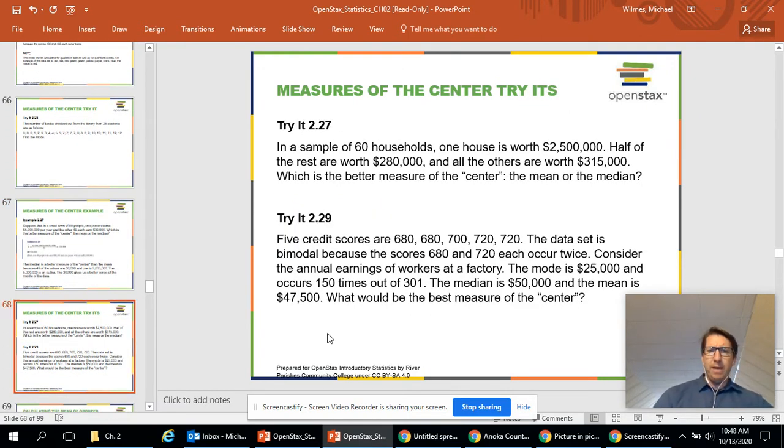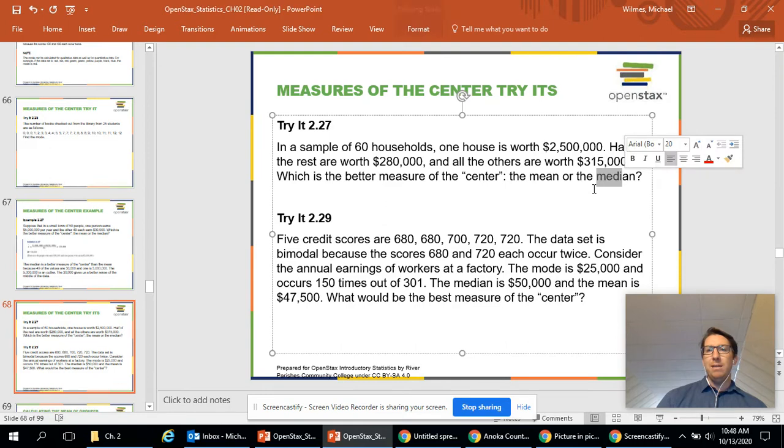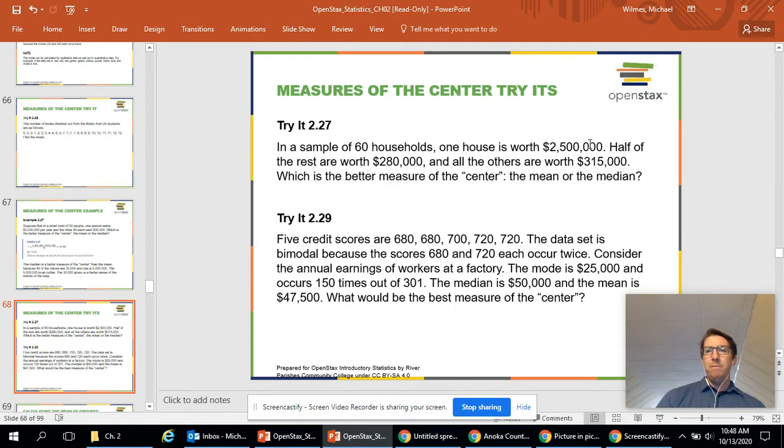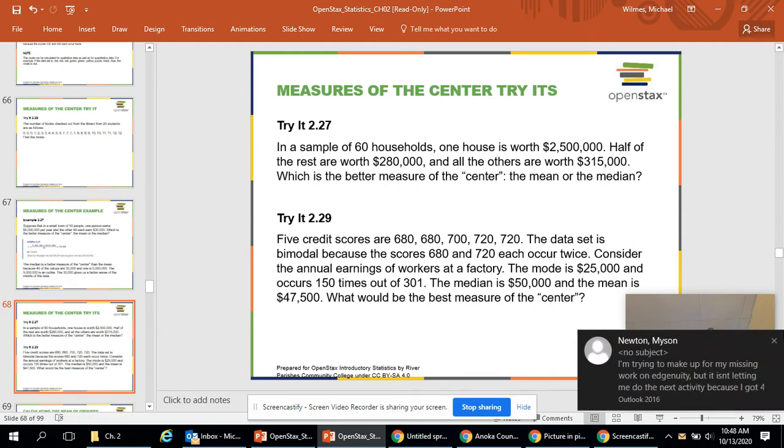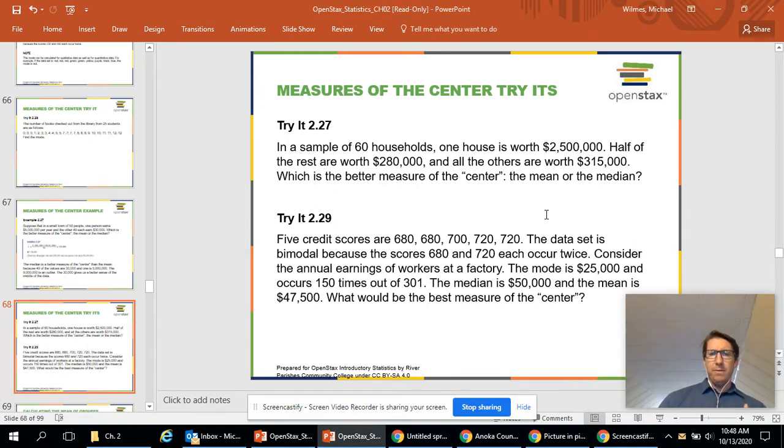Here's a really good example explaining why the median is better than the mean. In a sample of 60 households, one house is worth 2.5 million. Half of the rest are worth 280,000. All the others are worth 315,000. To find out which is the better measure of the center, the mean or the median, we would want to use the median, because the mean would bring this house into play. That house is obviously not related to our other houses, and we really wouldn't want to count it in finding the center of our data.